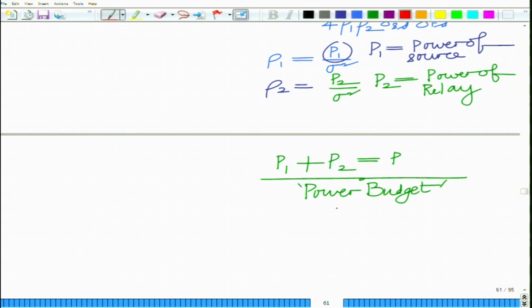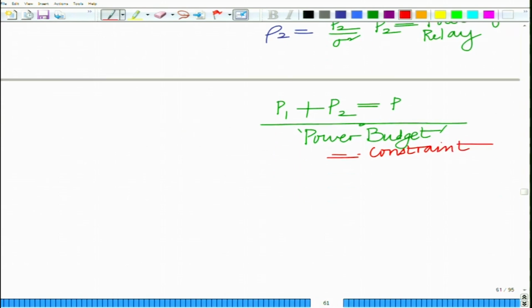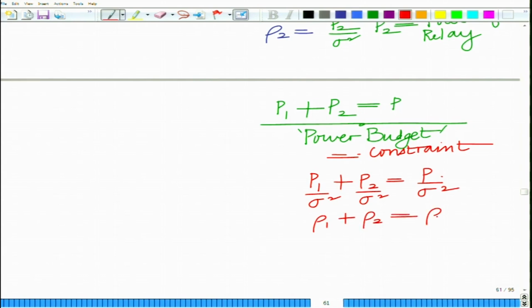So, this is a power budget, which is a constraint for this cooperative wireless communication system. Now, P1 plus P2 equals P. If you divide all sides by sigma square, we get rho 1 plus rho 2 equals P over sigma square, which is rho.